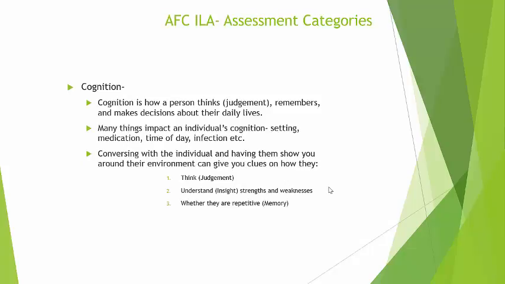So the AFC ILA assessment categories, we walked through the ILA a little bit. There is a category around cognition, and as you are all aware, cognition is how a person thinks, their judgment, remembers, and is able to make decisions about their daily lives. Many things can impact their cognition, including their environment, medication, the time of day, if they have an acute infection going on. And so conversing with the individual and having them show you around their environment can give you clues to how they think and understand and whether they are having any difficulties with their memory.